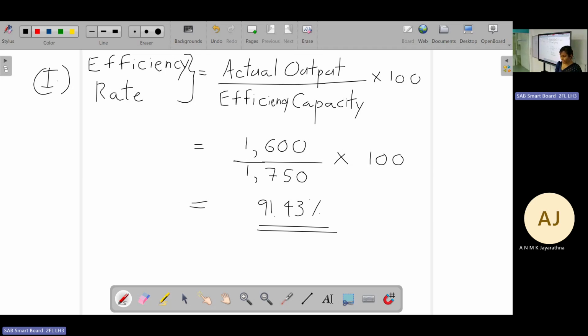First, you need to find the effective capacity. The effective capacity is 1,600. Right, it's the same. And it's just a matter of substituting the figures into the formula. If you can keep these two formulas in your mind, you can write for 6 marks. Effective capacity 2 marks, utilization rate 2 marks, efficiency rate 2 marks. Altogether 6 marks. In the examination, I don't give you the formula, right? So you need to remember these two formulas.